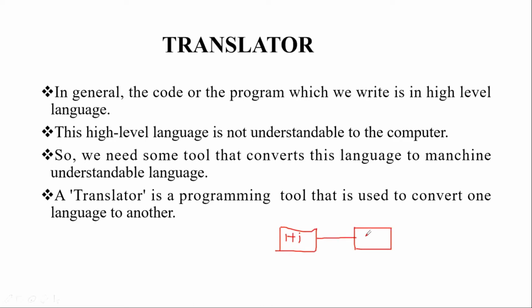So what is machine understandable language? A computer can only understand zeros and ones, that is binary format. So this "hi" will be converted, there will be a code for this, into zeros and ones, that is binary format. So these will be understandable to the computer. In order to convert high level language to lower level language, we need a tool, and that tool is called a translator.